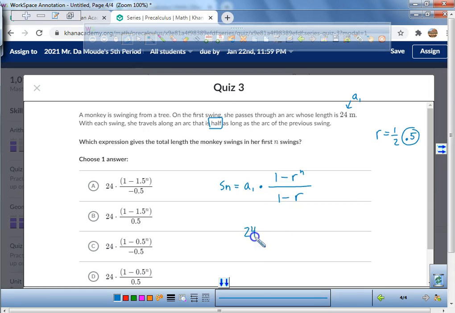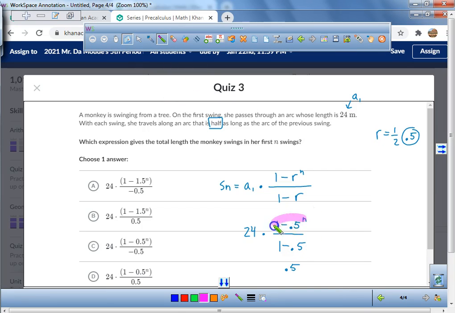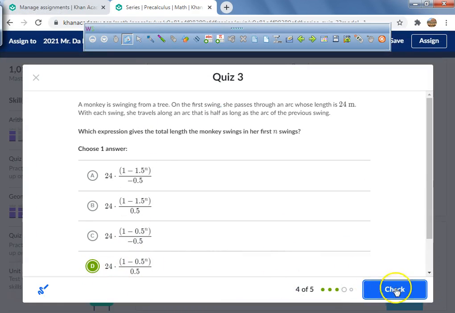So our first term is 24. I'm going to do 1 minus 0.5, because that's our r value, raised to the power of n. And I'm going to do 1 minus 0.5 in the denominator. Now, 1 minus 0.5 equals just a half, so that equals 0.5. So what am I looking for? I'm looking for this in the numerator and this in the denominator. I am seeing this right here and this right here, so I'm going to choose D.